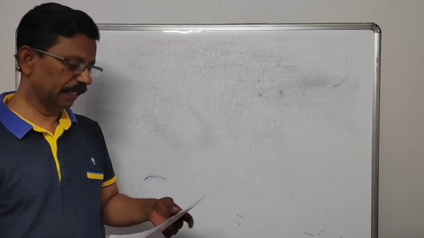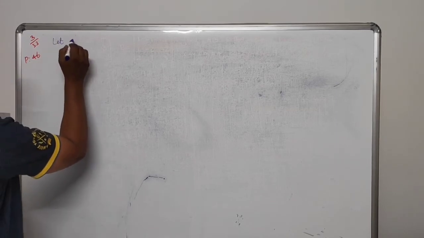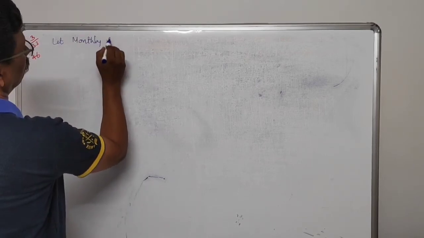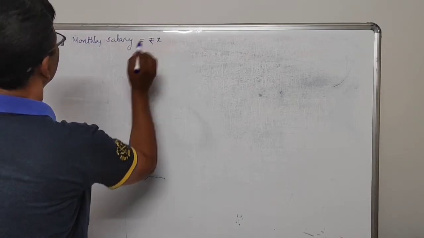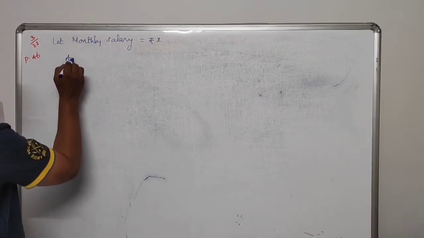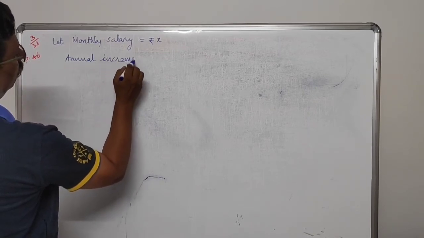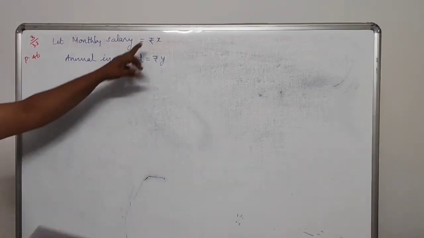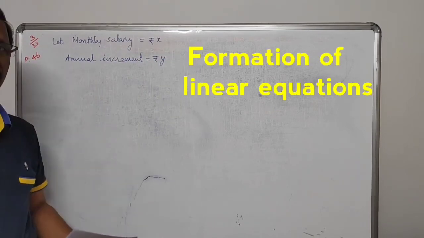For that, let the monthly salary be rupees X, and let the annual increment be rupees Y, because only these two are unknowns. With the help of these two variables, we can form the equations based on the given data.